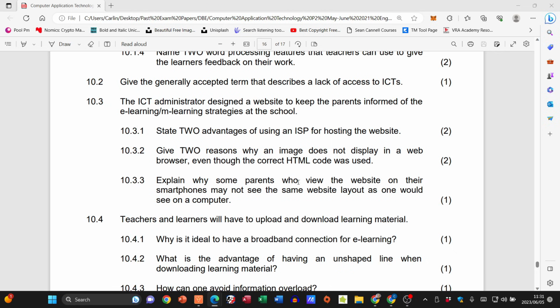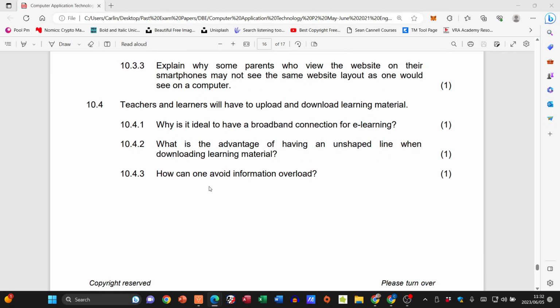10.3.3, explain why some parents who view the website on their smartphones may not see the same website layout as the one on the computer. Well, there are a number of reasons for this, but generally the layout of a website may not have been designed for a smartphone or for a smaller screen. Remember that the screen on your smartphone is a lot smaller than your PC. So what happens is these website designers actually have to make sure that they design the website to adapt to the various screen sizes. So if they're not seeing all of that, it could very well be that the layout was not designed for that.